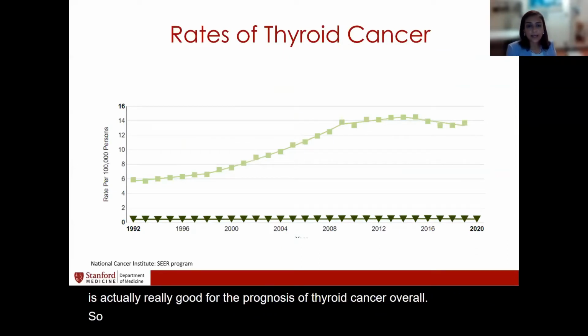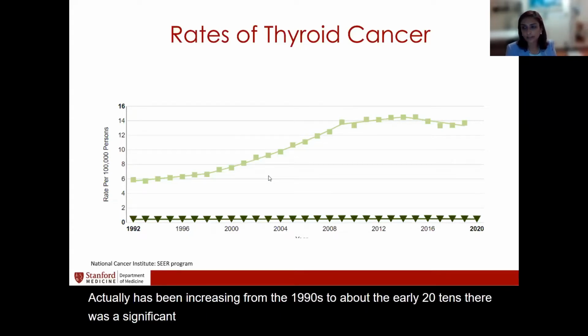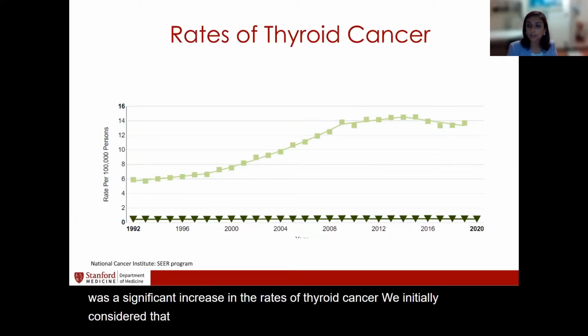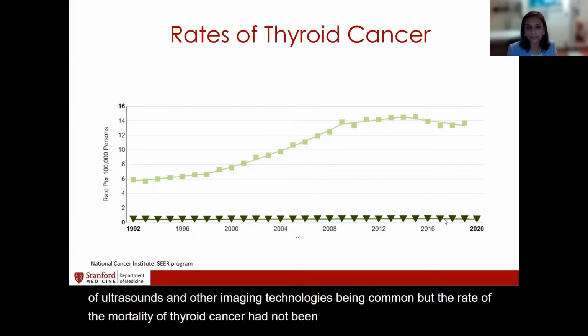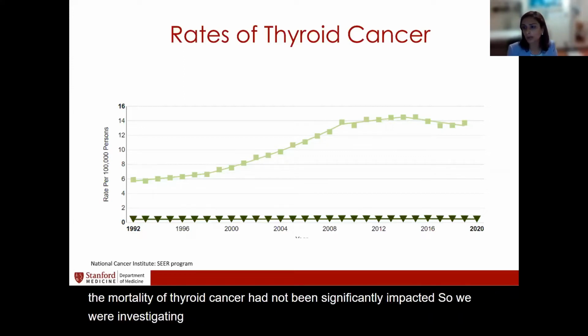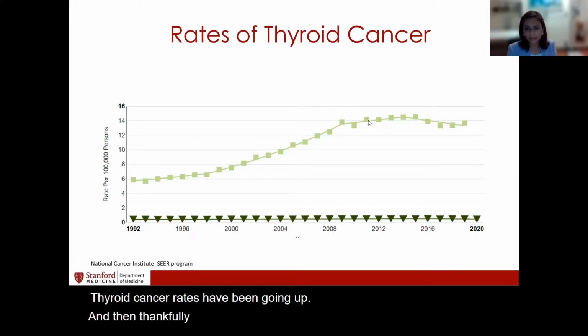Thyroid cancer has been increasing from the 1990s to about the early 2010s. There was a significant increase in the rates of thyroid cancer. We initially considered that it was from diagnosing more thyroid cancer earlier, with the advent of ultrasounds and other imaging technologies becoming common. But the mortality rate of thyroid cancer had not been significantly impacted. So we were investigating other causes of why thyroid cancer rates have been going up. And then thankfully, since around 2010, 2012, they've been stable over the last decade or so.